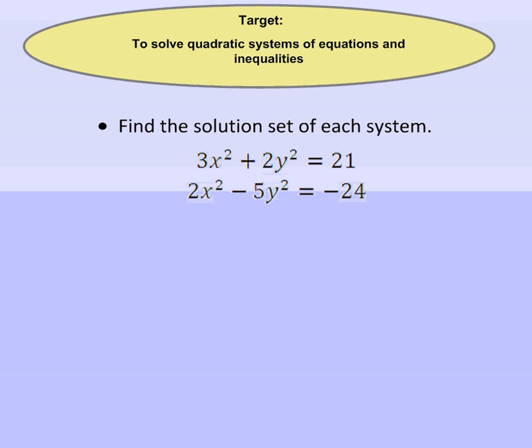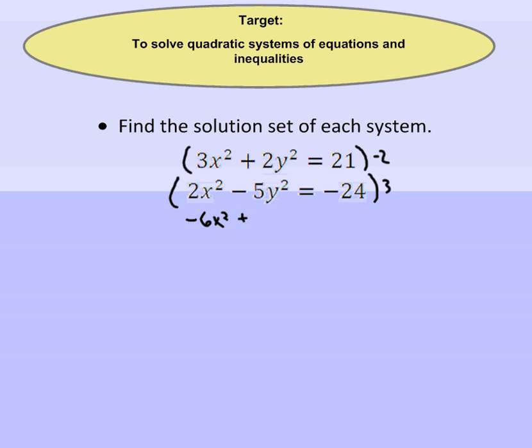Okay, let's go over this together. There's just two conic sections. We have an ellipse and a hyperbola again. So now we want to go ahead and try to use the elimination method. For the elimination method, I am going to choose to multiply the top equation by negative 2 and the bottom equation by 3. That's the way we're going to be able to eliminate the x's.